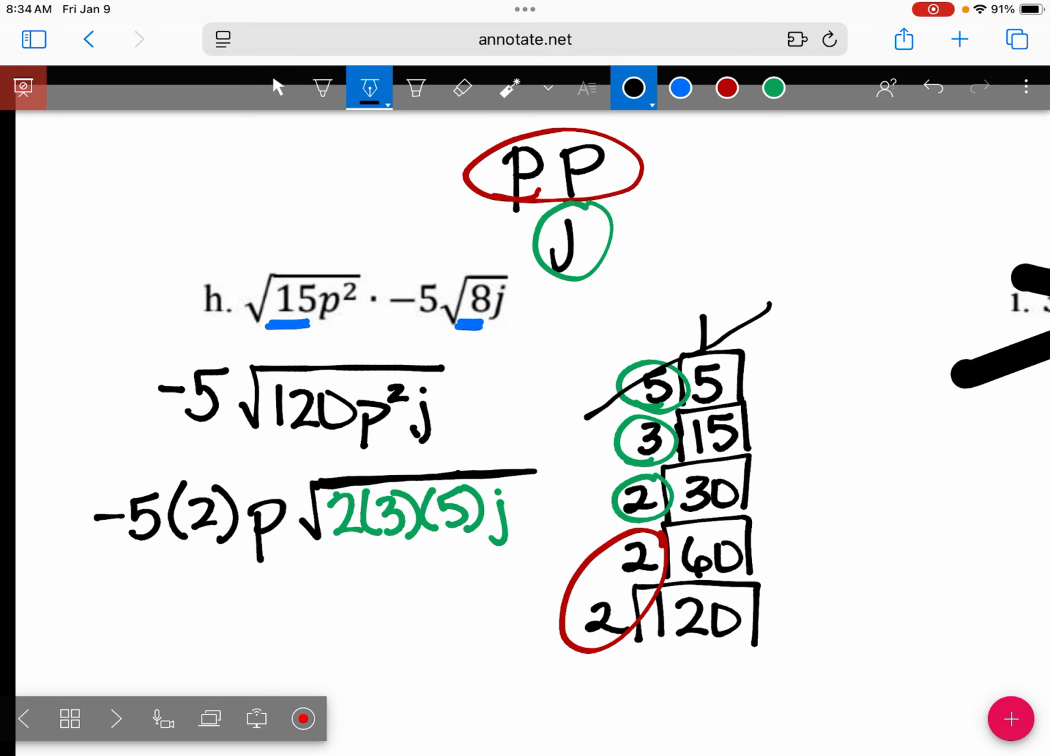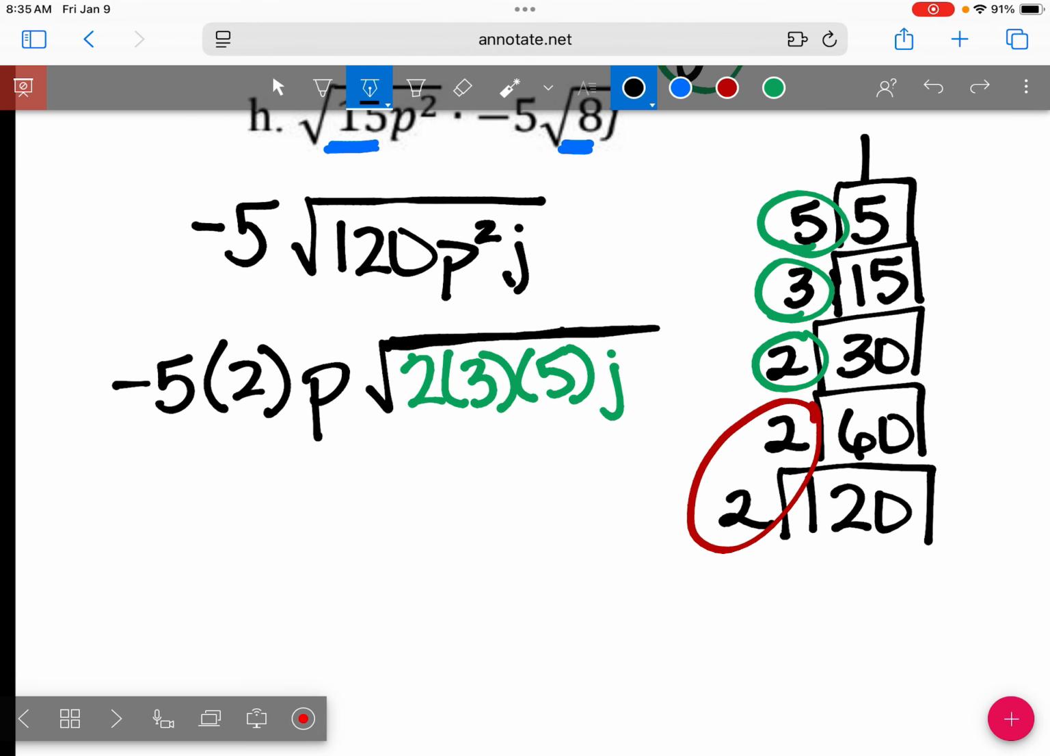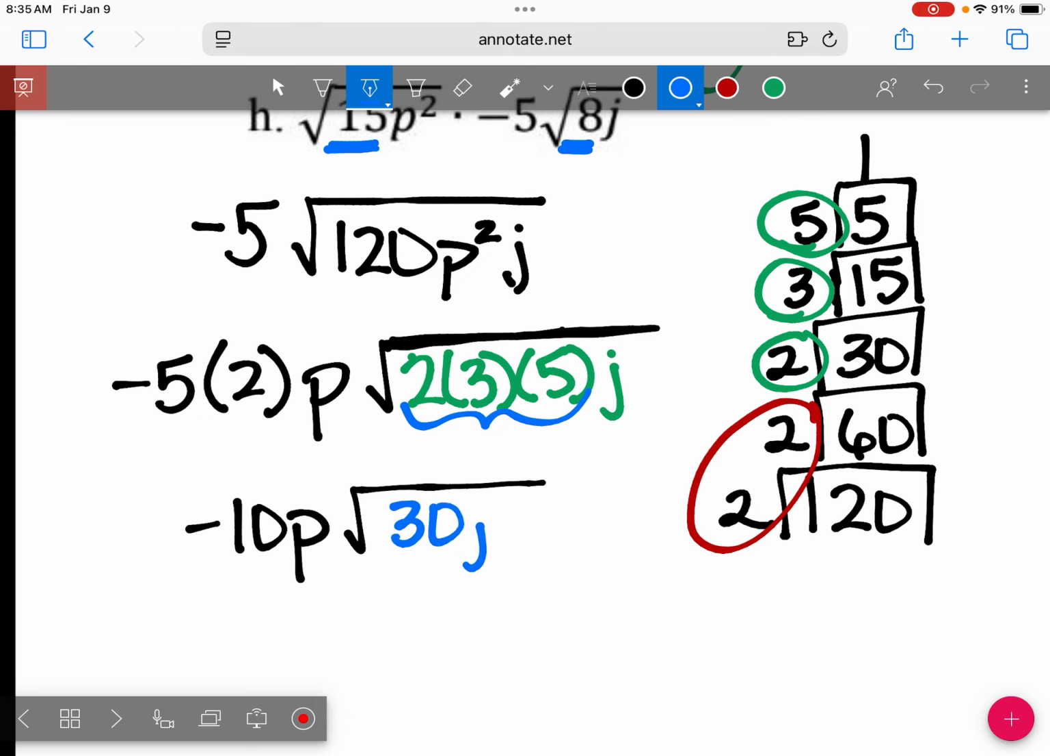So we're just going to simplify it. We're going to take the -5 times 2, which gives us what? -10. And then underneath the square root, I want you to multiply 2 times 3 times 5. And you should get 30. And that is your final answer.